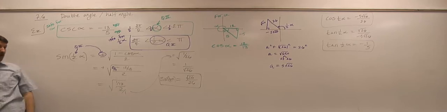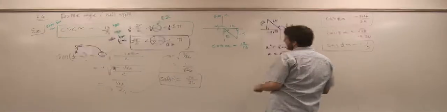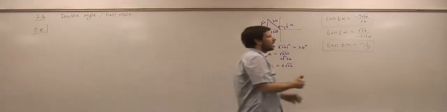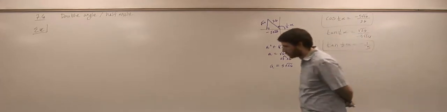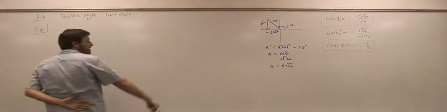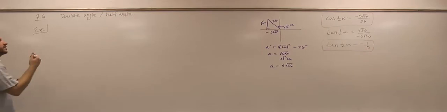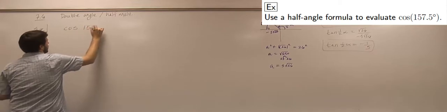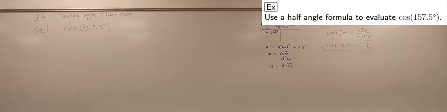No? Oh, cool. All right. Example. So I have one more half-angle example, and then we'll do some identities. This guy says use a half-angle formula to evaluate cosine of 157.5. So this is degrees. I've stooped to degrees.